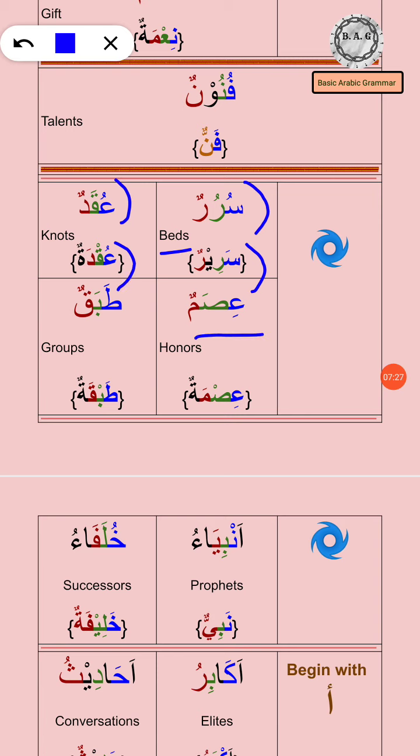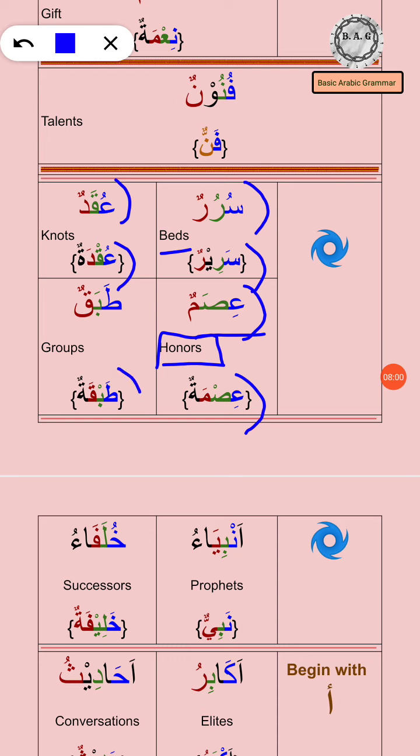Next we have isamun, which is the pattern of fi'alun, all right, and it means honor. Now in English there is no such thing as honors, it's the honor, all right, but since we are talking about Arabic, and in Arabic there is a thing such as honors, that's why I wrote honors here. All right. So ismatun is honor, and isamun is its jama mukassir, so honors.